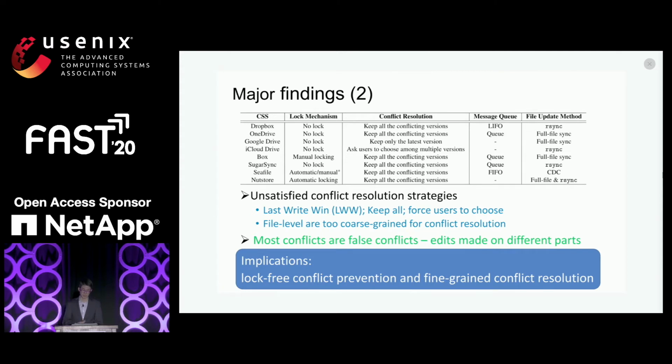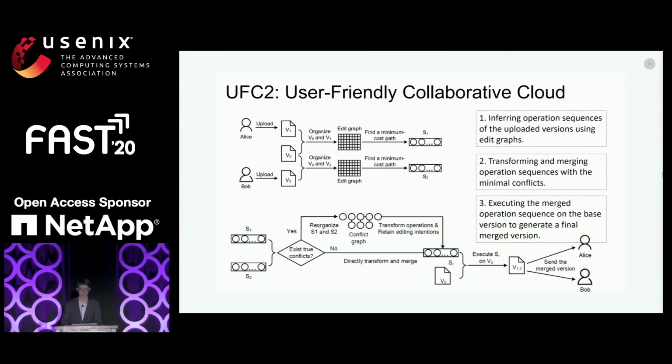So we try to explore the possibility of developing a lock-free collaborative resolution by inferring fine-grained user intention. That's our key idea. First of all, we will try to infer the operation sequence of the uploaded new version using an edit graph. And then if we have multiple conflicting versions, we will transform and merge the operation sequences with minimal conflict. And finally, we just execute the merged operation sequence on the base version.